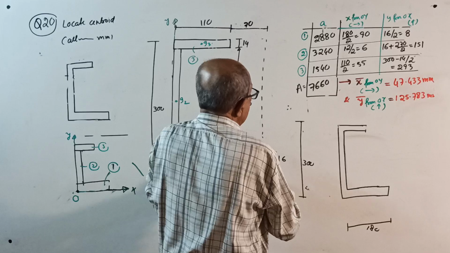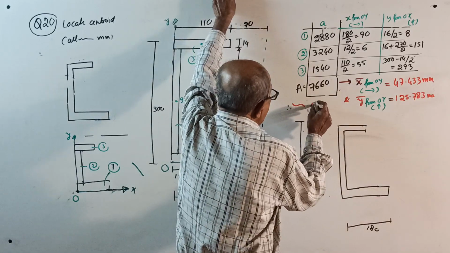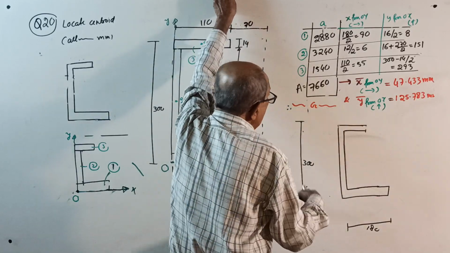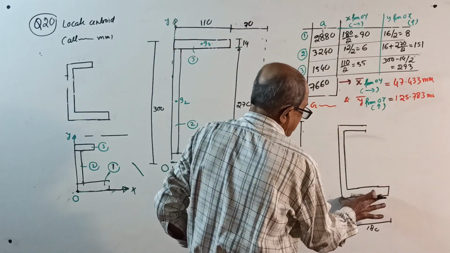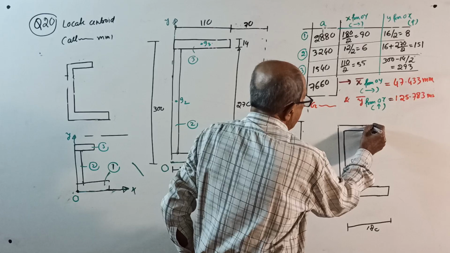Therefore, I forgot to write, centroid G will be as shown in the figure below, all dimensions in millimeter. This I told repeatedly, hundreds of times I told you. Okay, now see.